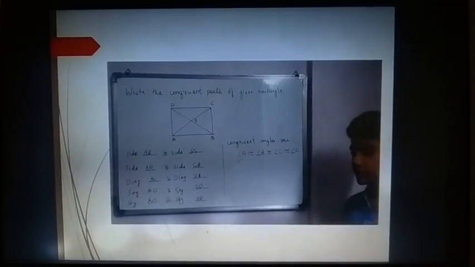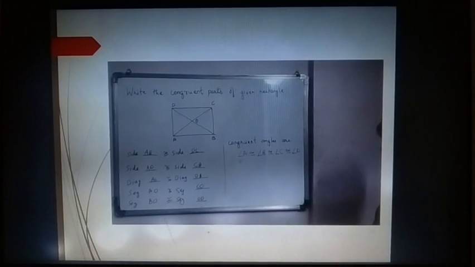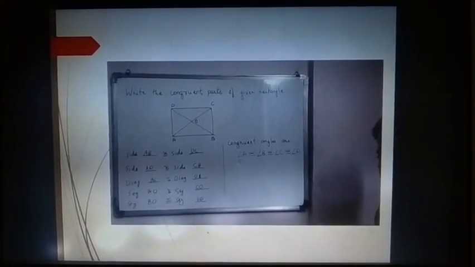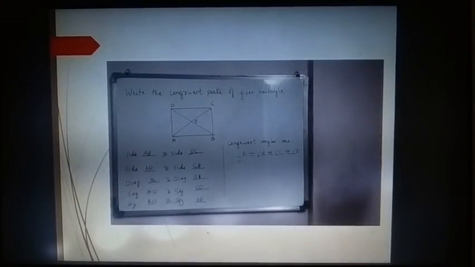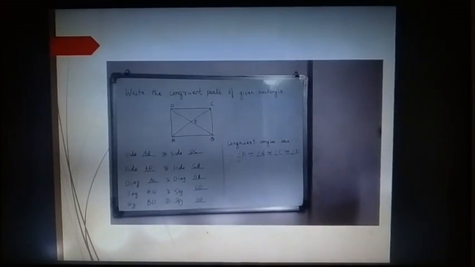Yes, all the four angles are congruent because each angle is 90 degrees. So angle A is congruent to angle B, congruent to angle C, congruent to angle D. Each angle is 90 degrees. Okay, good.